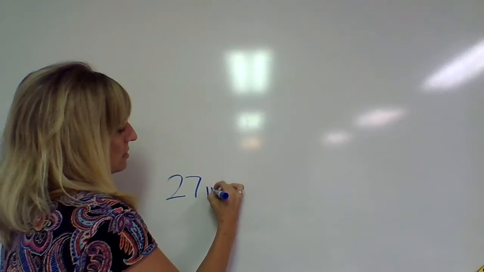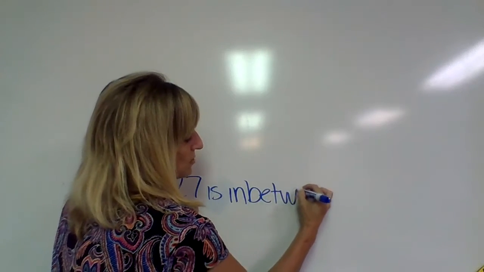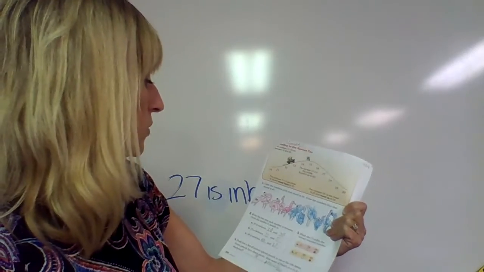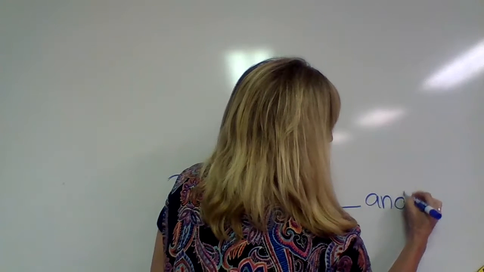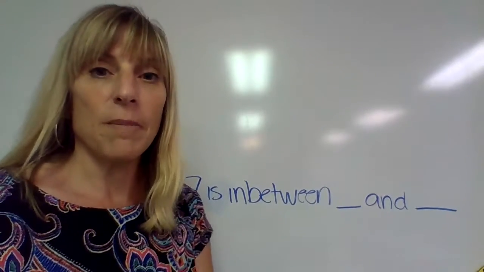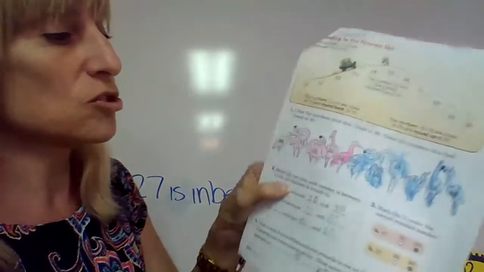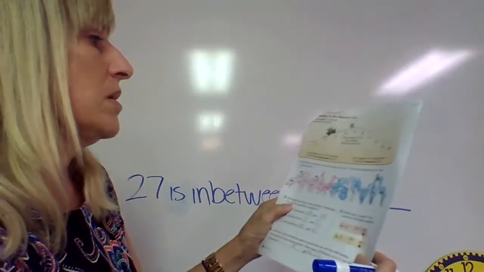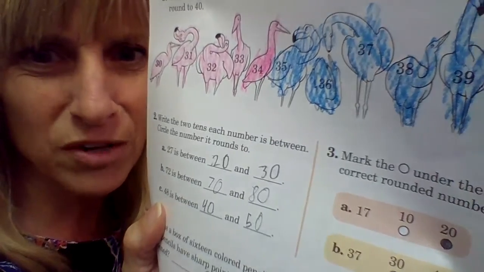I'm picking on Isaiah. Okay, so number 2 for this page. If you look at number 2, it says 27 is in between blank and blank. Now, we were learning about the numbers being in between what two groups of tens. And the instructions say: write the two tens each number is in between. Circle the number it rounds to.